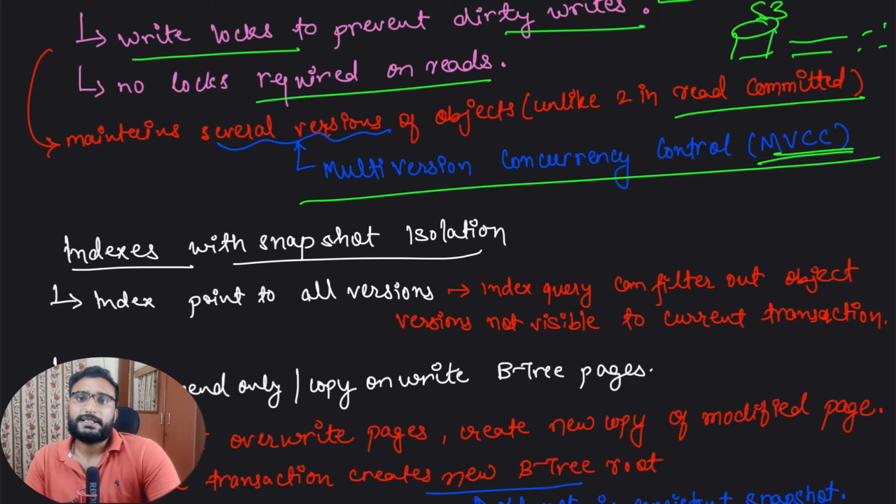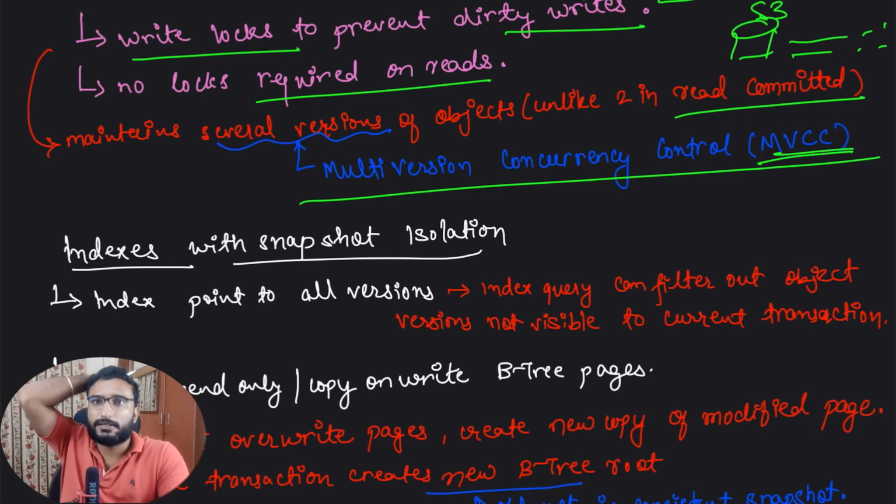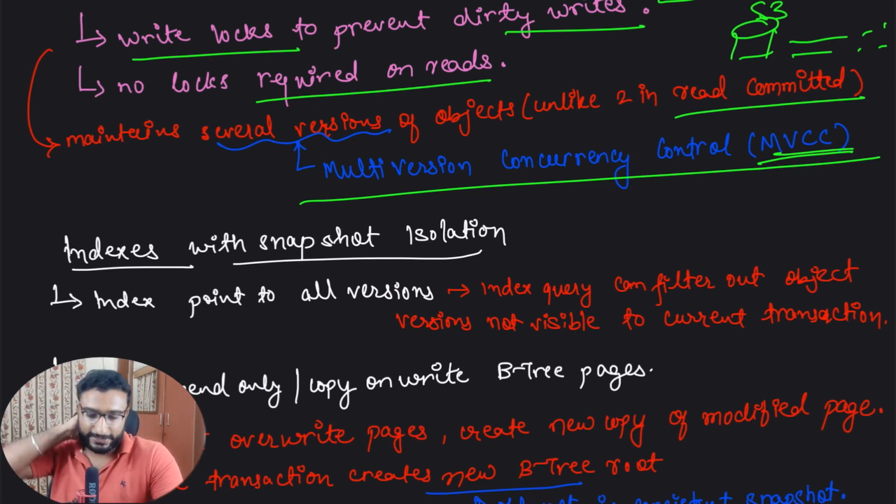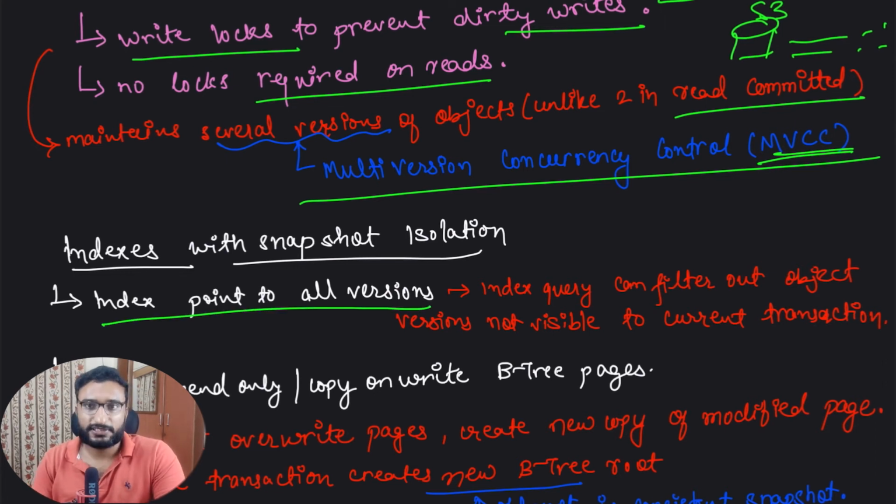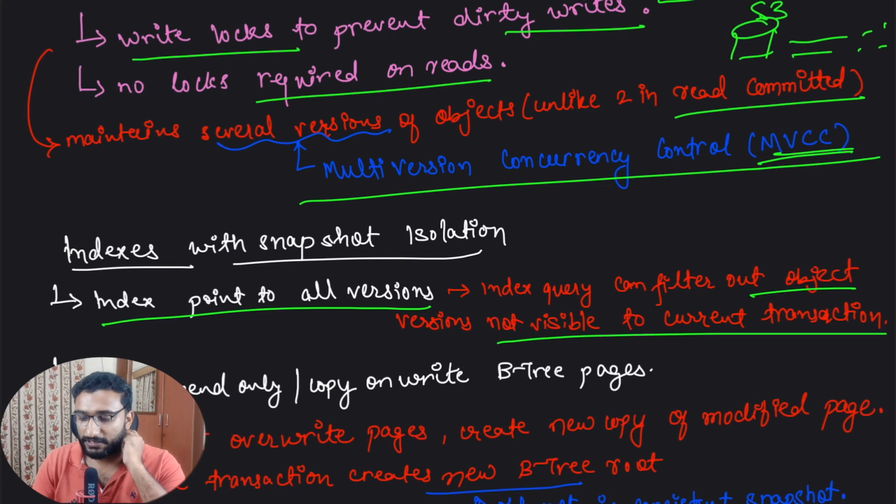What about indexes? Let's say we also maintain indexes in our database. What about them? Secondary indexes, let's say I have created a DynamoDB table, and there is one particular column that gets hit a lot, so I created a secondary index for that. One possibility is that the index points to all the versions you are maintaining for your database, and the index query can filter out object versions not visible to the concurrent transaction. So this could be one possible way.